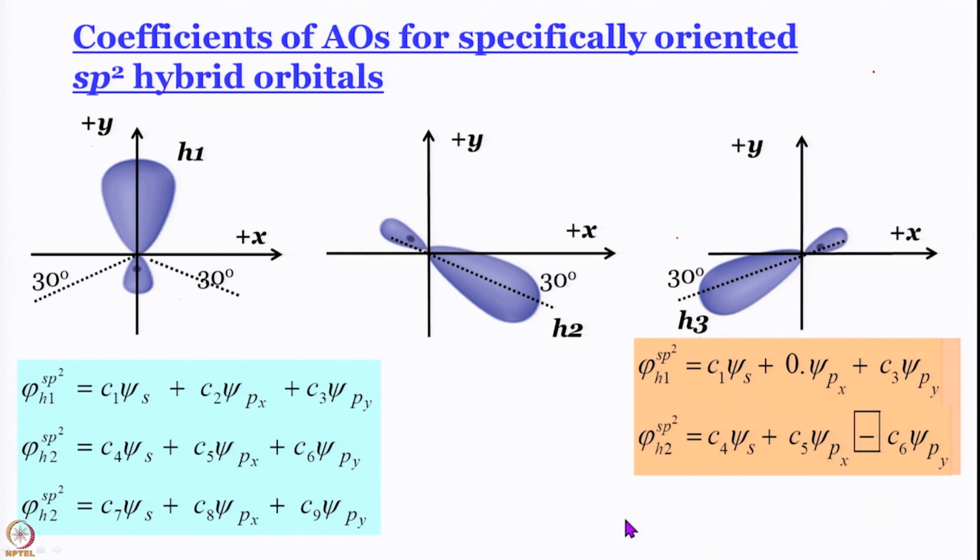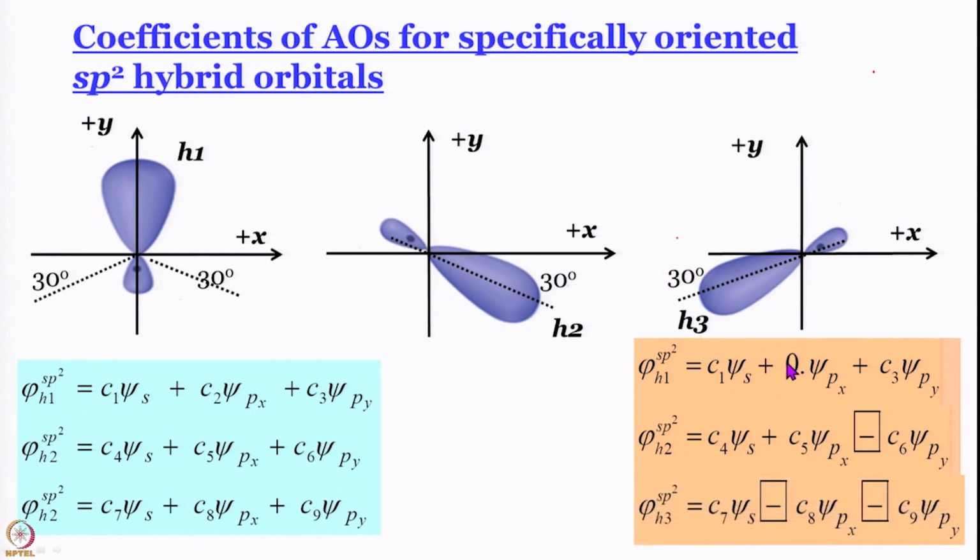And if I want to write an expression for psi h3, will you agree with me that it has to be C7 psi s with C7 equal to C1 equal to C4 equal to 1 by root 3, C7 psi s minus C8 psi px minus C9 psi py. Will you agree with me? Because this h3 is towards minus x as well as minus y. So, both the coefficients should have explicit minus sign.